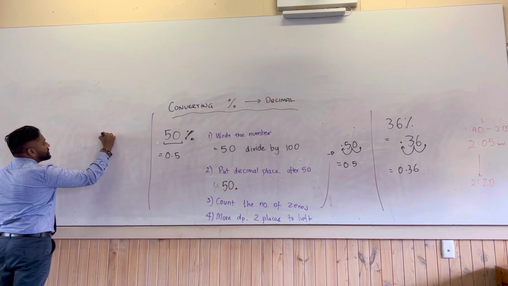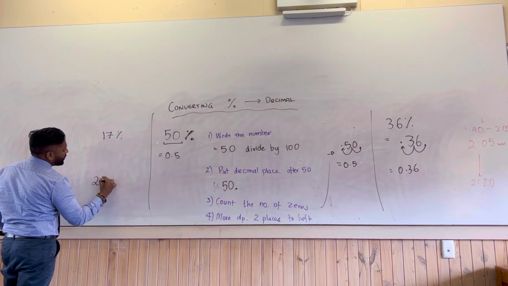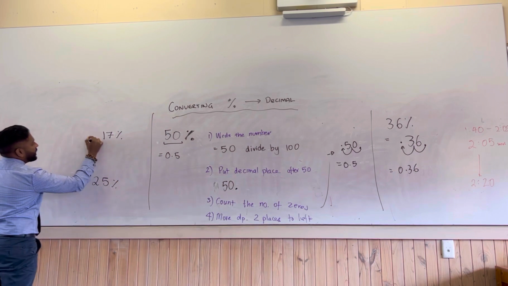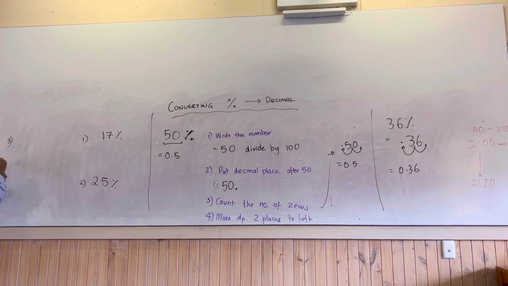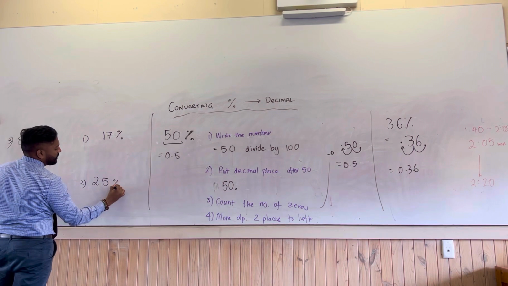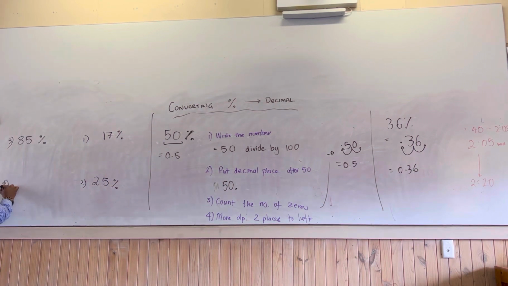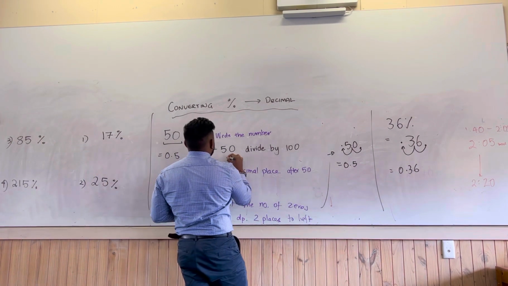Now let's go through another question. If I said 17%, if I said 25%, I'm going to get you guys to have a go at these questions now. 3 is going to be 85%. And then question 4, 215%. I want you to show your working out.